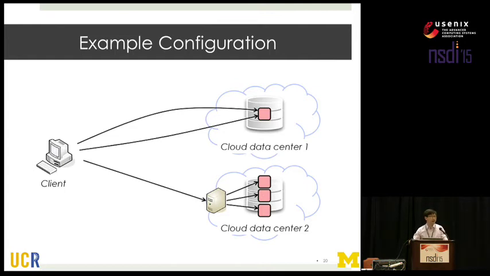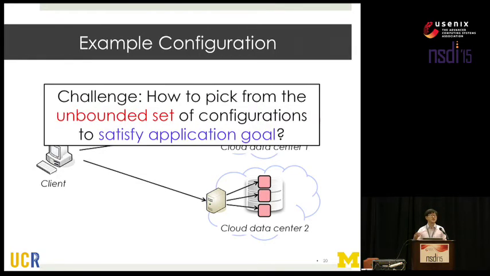But this is hard because an application can arbitrarily combine different forms of redundancy, which gives a huge configuration space. Furthermore, an application can also vary the number of redundant requests, which makes this configuration space unbounded. So the biggest challenge is, given this unbounded set of configurations, how can we pick the configuration to satisfy the application's goal with low additional cost? And to solve this challenge, we designed CosTLO.